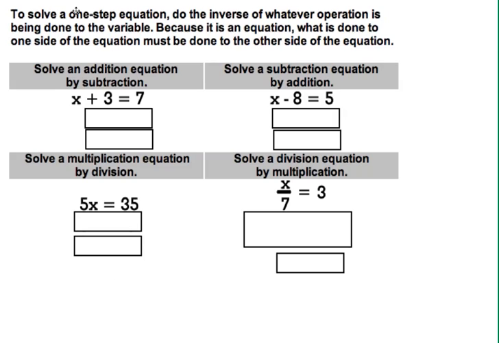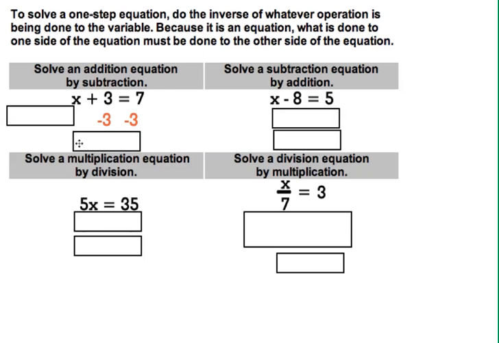Next one is going to be solving one-step equations. Remember, what we're going to be doing is doing the opposite of what's being done. So here we see plus 3. In order to undo the plus 3, we're going to have to subtract 3 from both sides. If we subtract 3 from the left-hand side, we remain with x. Subtract 3 on the right-hand side, we get 4, so x is 4. Remember to always check: does 4 plus 3 equal 7? If so, we are correct.